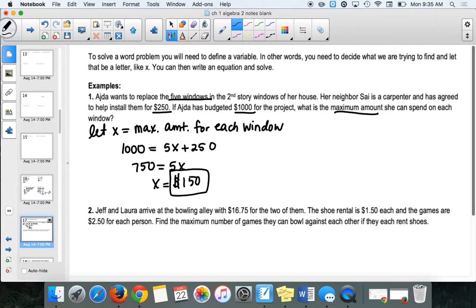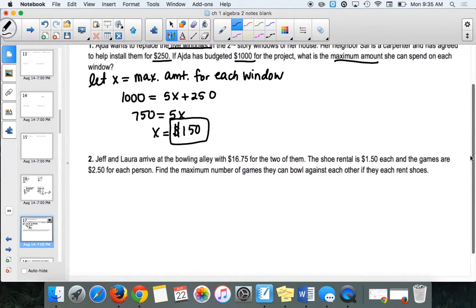Okay, so if they're renting shoes, then that means that we're paying $1.50 for Jeff's shoes and $1.50 for Laura's shoes. And then we have $2.50 for each person. So how much to play one game? $5, right? So we're going to do $5 times X. And what's X? Yeah, the number of games. And that can at most be that $16.75.